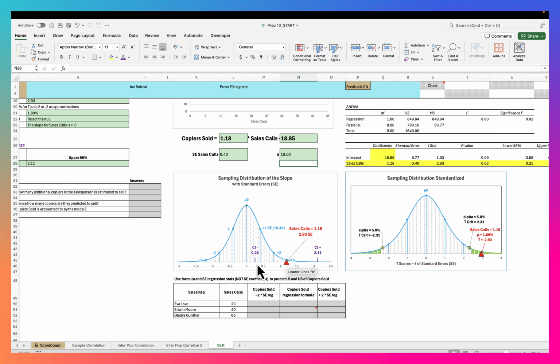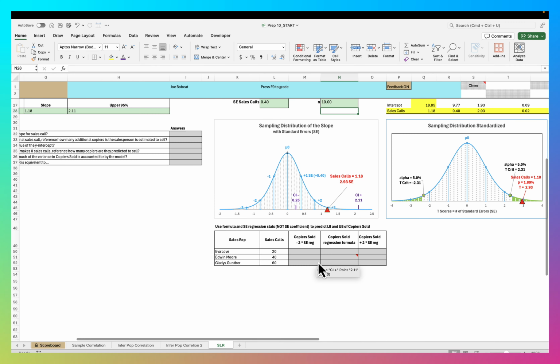Back over here, you can see our confidence interval. So in other words, we think that in the population sales calls, the correct slope of the line for sales calls is 1.18, but we know for sure it's between 0.25 and 2.11 at 95% probability.